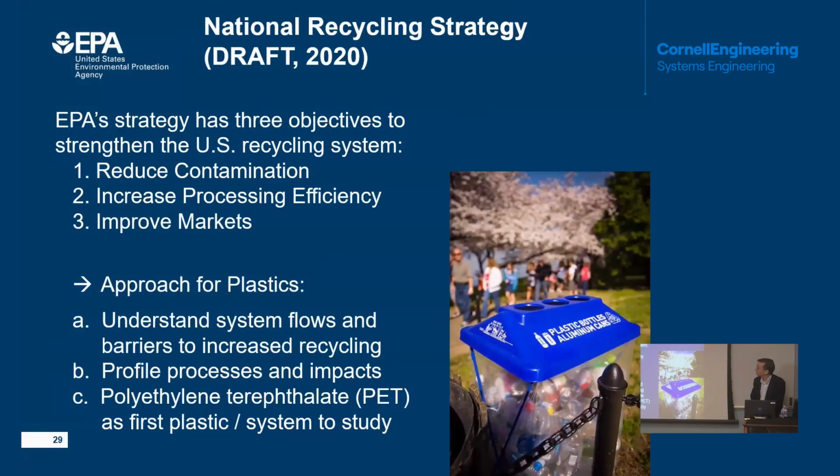The EPA has a national recycling strategy, and in this aspect of it, there are three objectives: to reduce contamination, increase efficiency, and improve markets. Their approach is to understand these system flows and barriers to increase recycling, and to profile the processes and impacts. Then what I did is I started going by plastics and started saying, what can I say about different plastics? I started with PET, which is otherwise number one. You can see it on the bottom of something. And there's a fair amount of information available on PET.